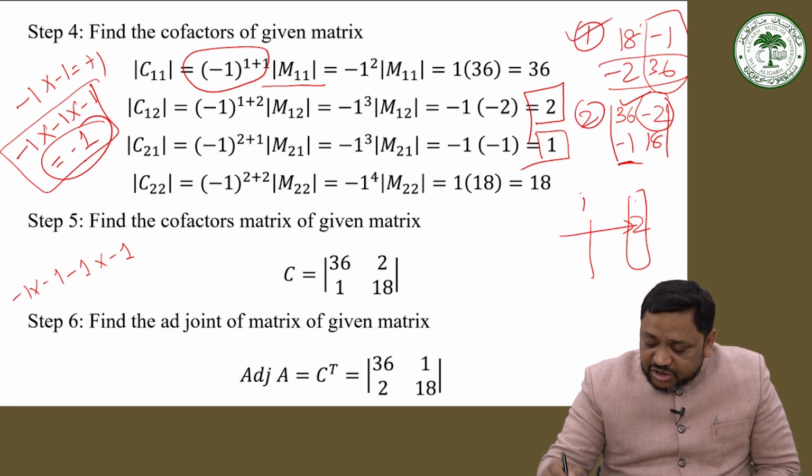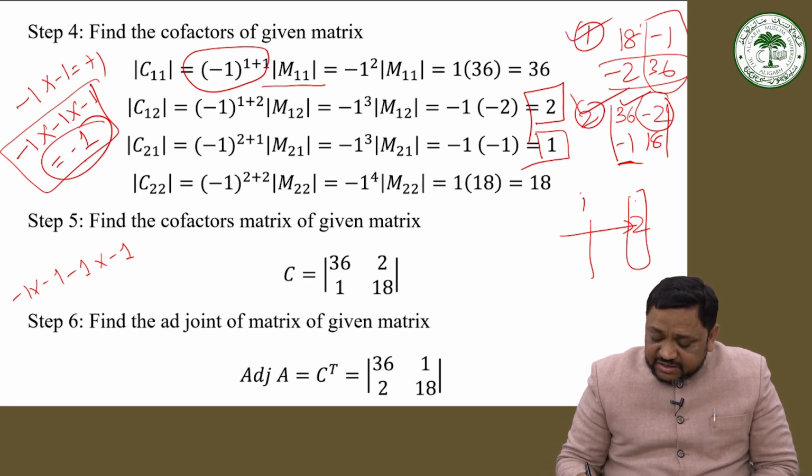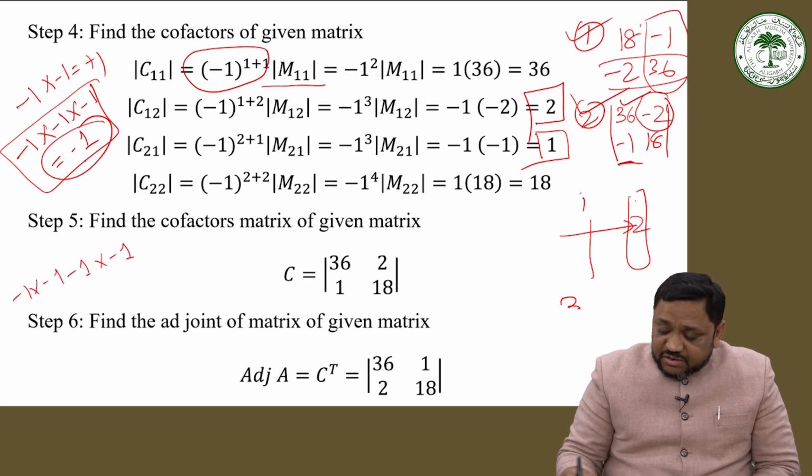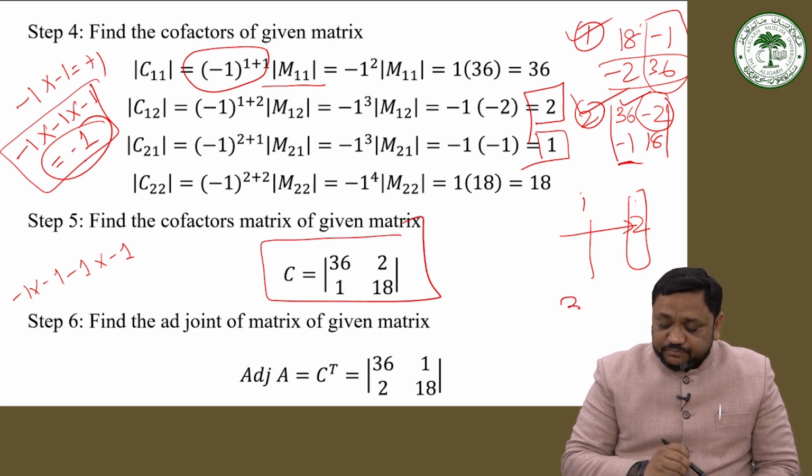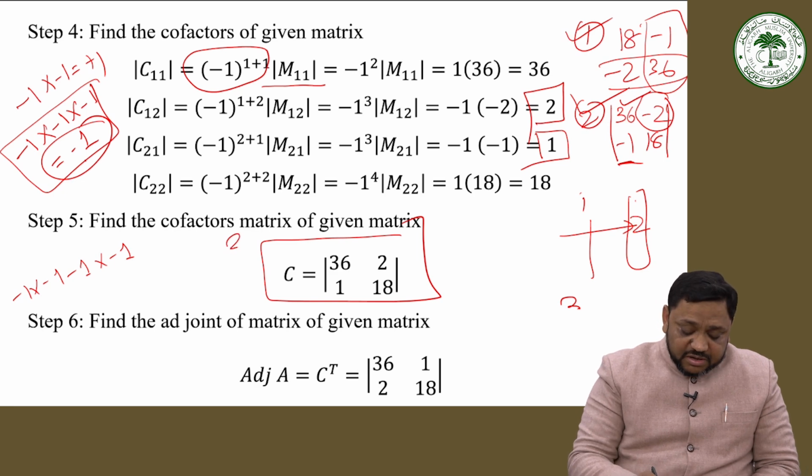So we had this original matrix, this was the minor, and now we find the cofactor matrix. This is my third step.